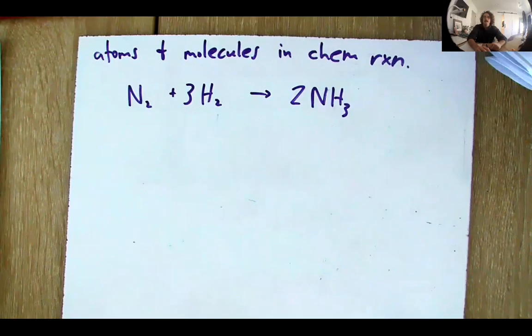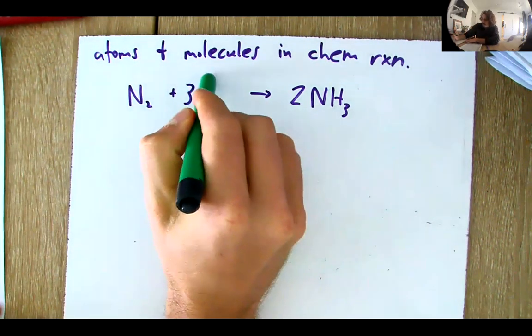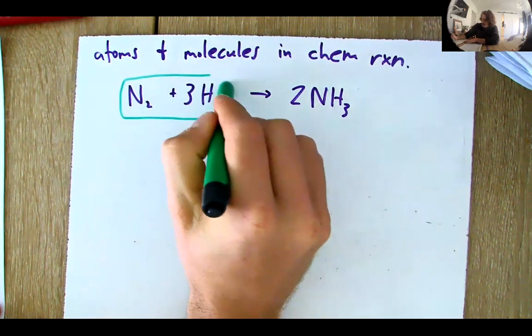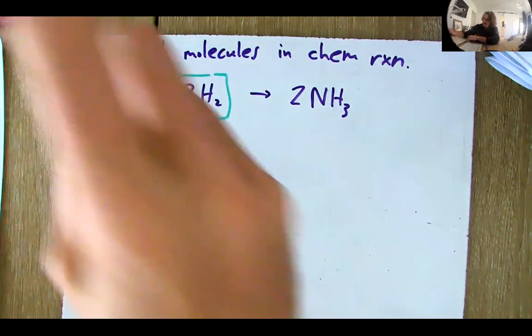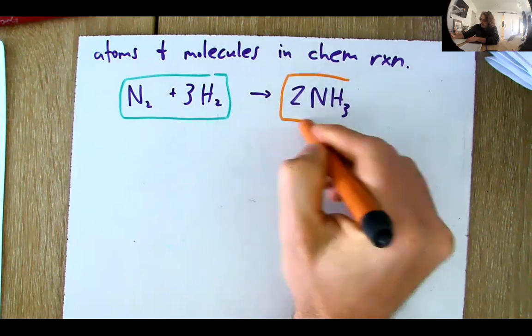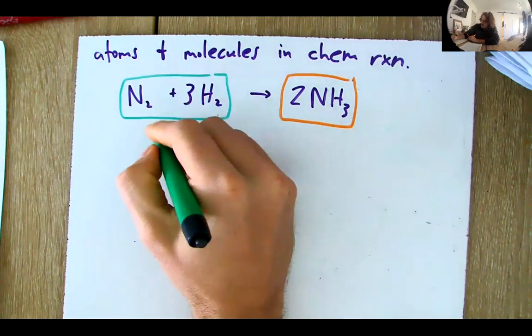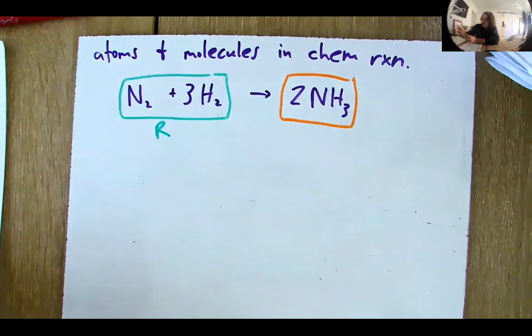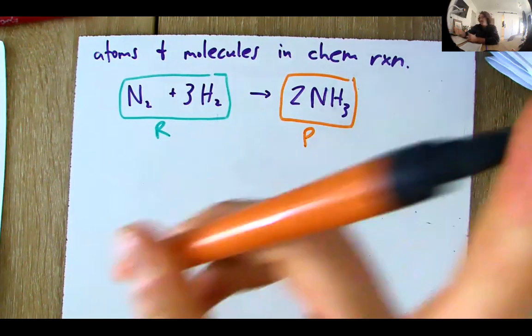It's review time. We're going to review Unit 3 and Unit 4. All right, let's go. First topic is atoms and molecules in a chemical reaction. You should know the name of this right here, and you should know the name of this one over here. These are called the reactants, and these are called the products.